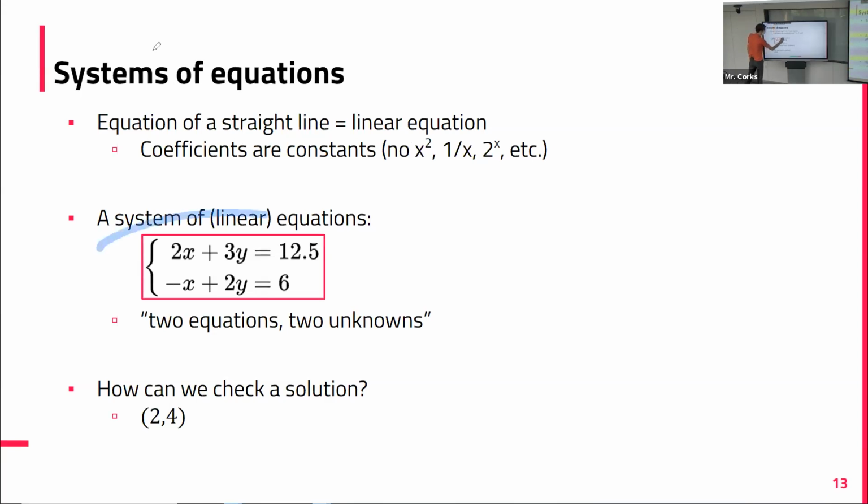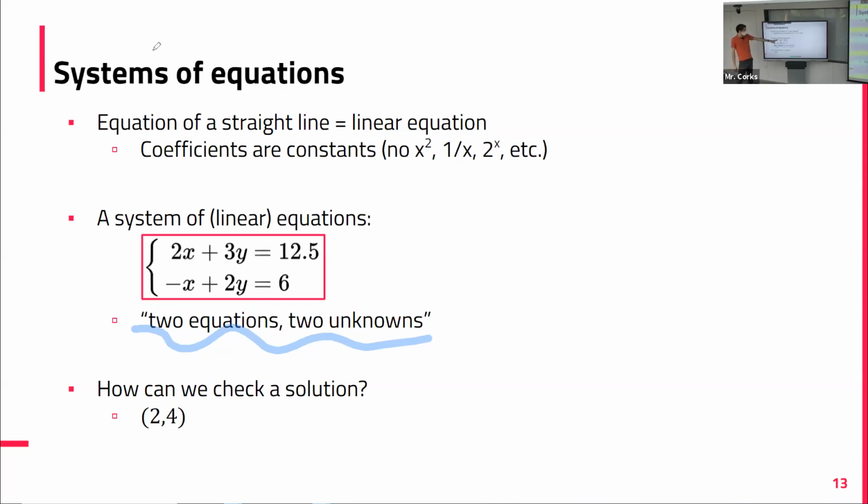Something like this is a system of equations. These are linear equations because they're just straight lines. There's no x squared, no 1 over x, or exponential things or logarithms. They're just nice, easy, straight lines. So, a system of linear equations. We typically would refer to this particular one as two equations, two unknowns. Two equations because there are two equations, two unknowns because there are two variables in it that we want to solve for.